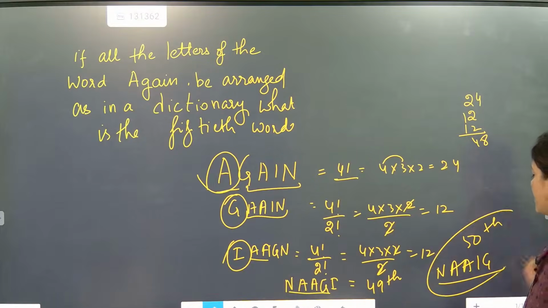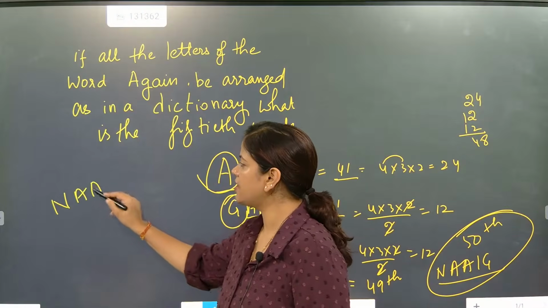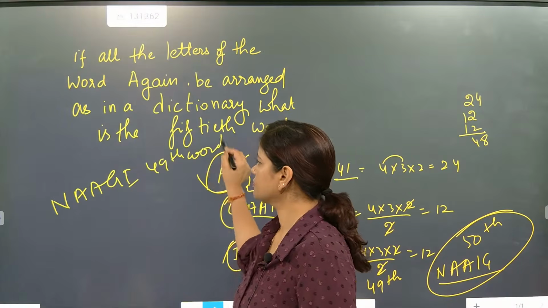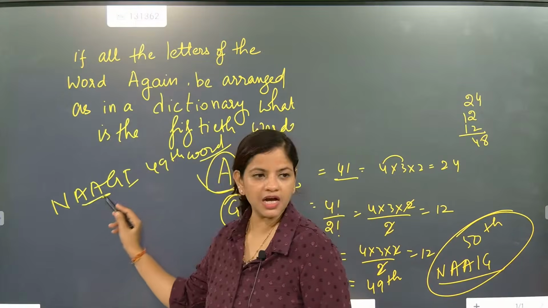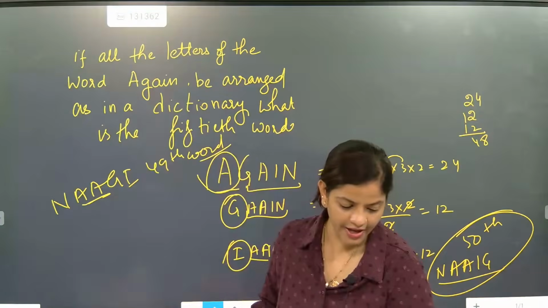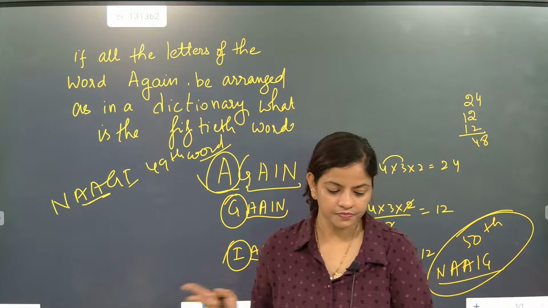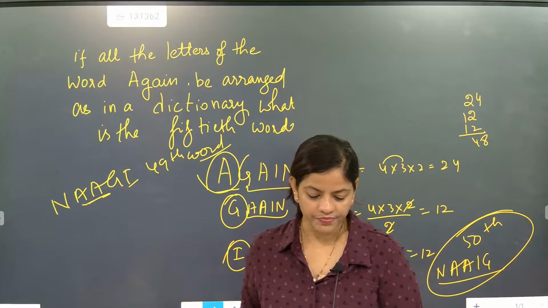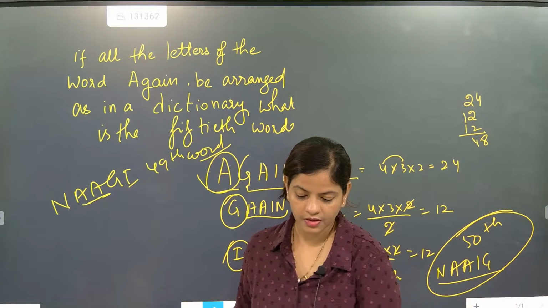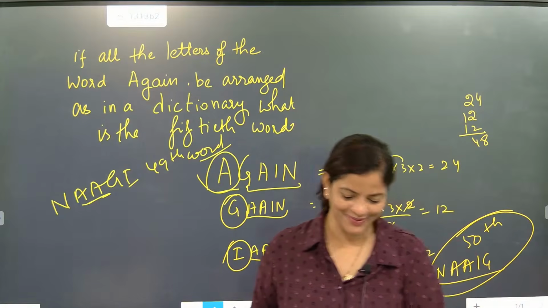I have to explain in one shot. So NAAGI is the 49th word. Now AA is fixed. After that, only the last two letters will be changed. So it will become NAAIG. Now let's solve another question. Are you ready for the next question, please? Yes. You understood, no? What we have to say here.